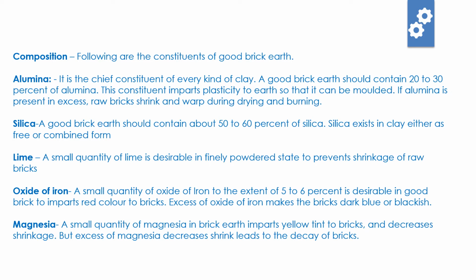Magnesia. A small quantity of magnesia in brick earth imparts a yellow tint to bricks and decreases shrinkage. But excess of magnesia leads to the decay of bricks. So these are the properties of a good earth from which a brick can be made.